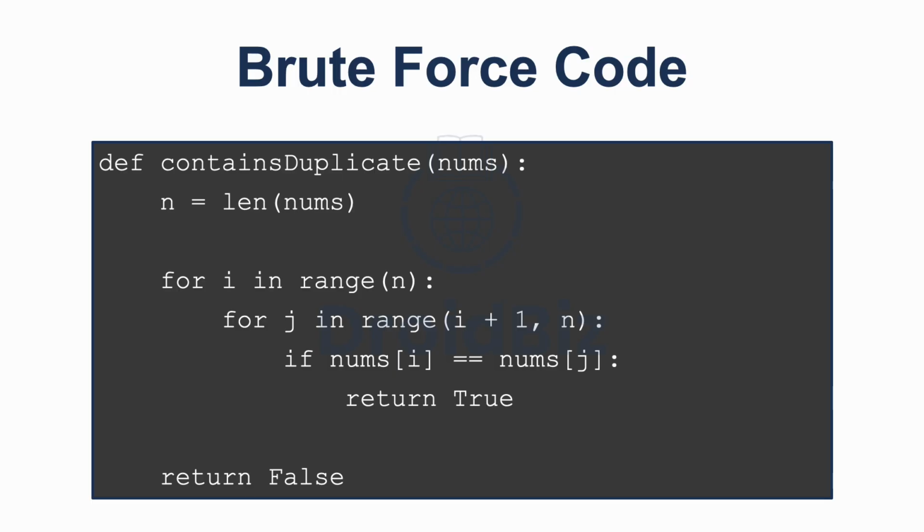Now, let's look at the brute force code. We define a function called contains_duplicate that takes nums as input. First, we store the length of the array in variable n. Then we start the outer loop. For i in range n, we iterate through each element. Inside, we have the inner loop. For j in range i plus 1 to n, we check remaining elements. Notice j starts at i plus 1. This avoids comparing an element with itself. If nums at index i equals nums at index j, we found a duplicate. We immediately return true. If both loops complete without finding duplicates, we return false. This means all elements are distinct.